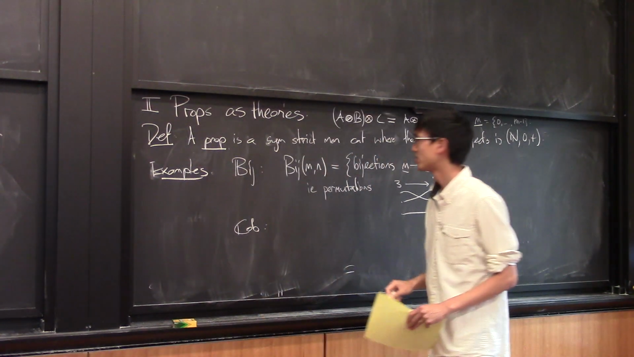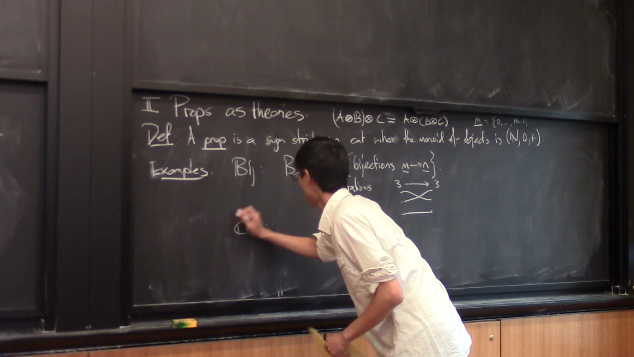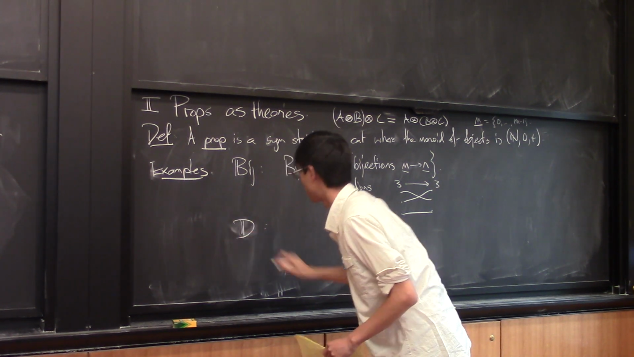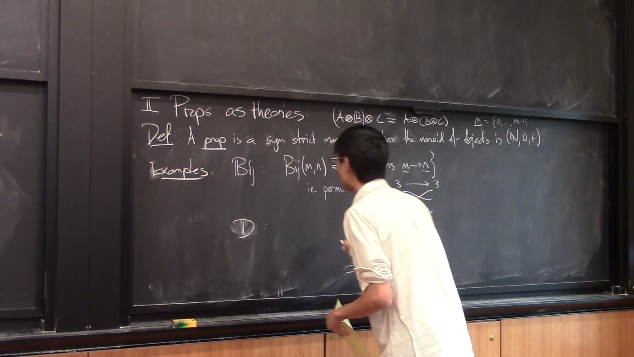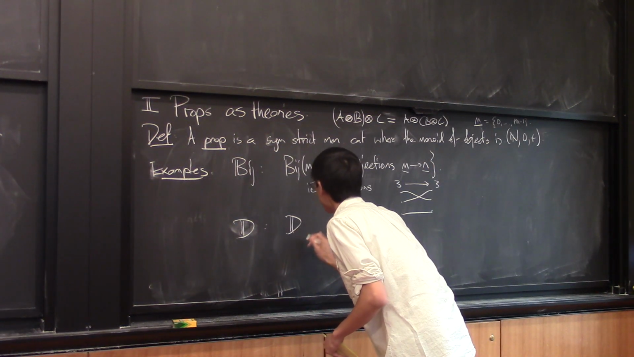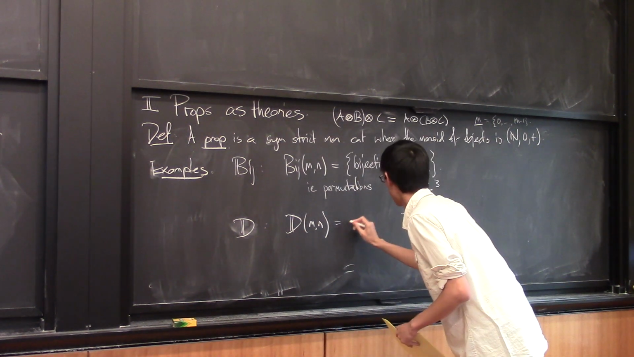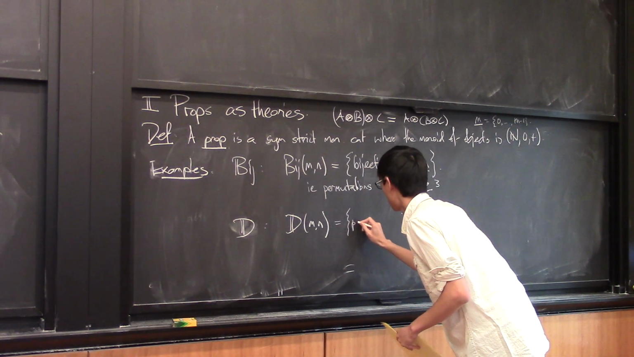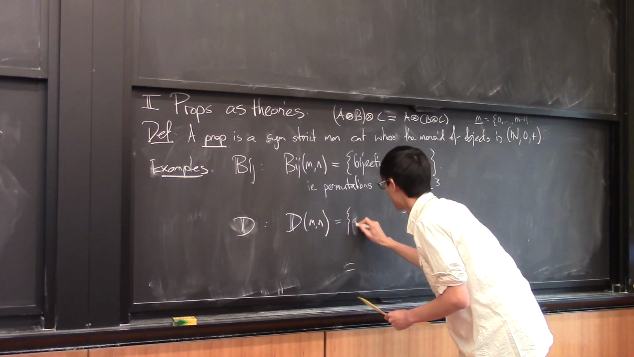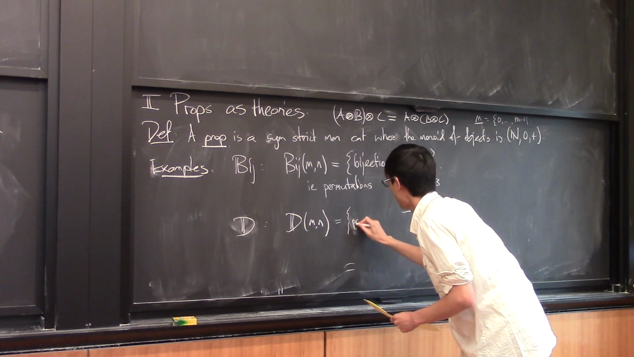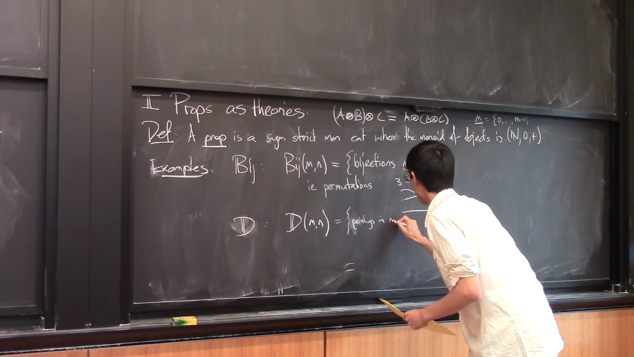Another nice example of a prop is the prop that I'm going to call D, for duality. Cob was for cobordisms, but D is probably a better name. So here the hom sets are sort of pairings. I'm sorry, yeah, I'll call it pairings in M plus N.